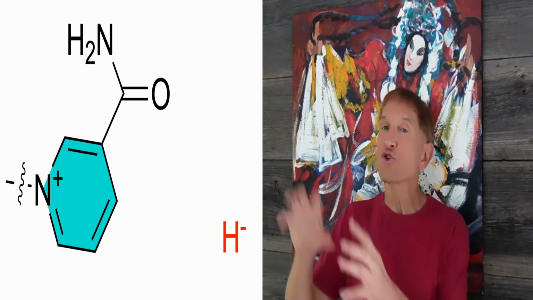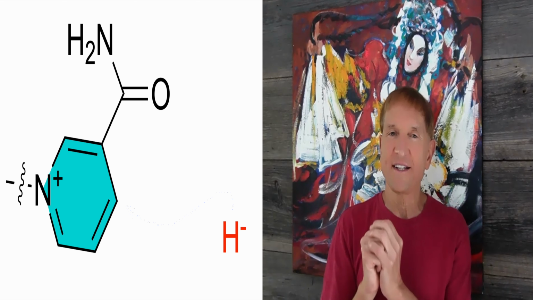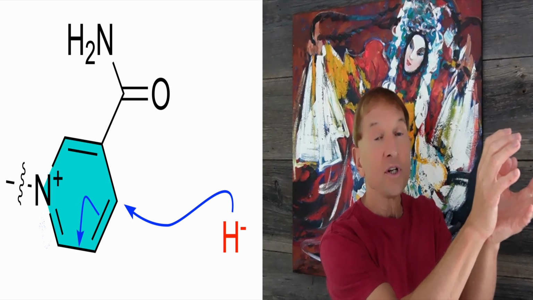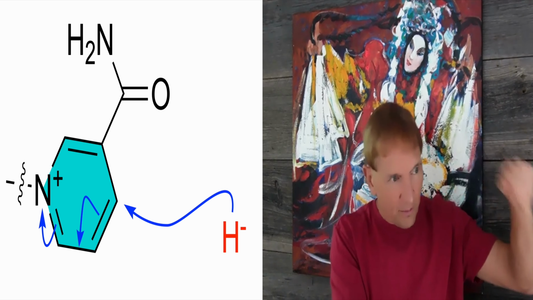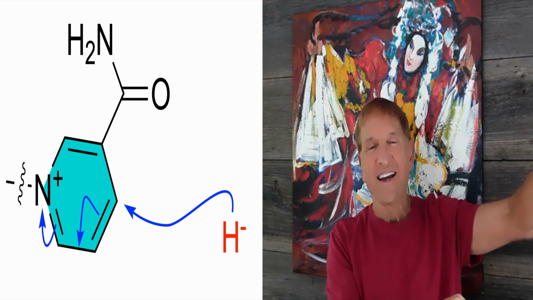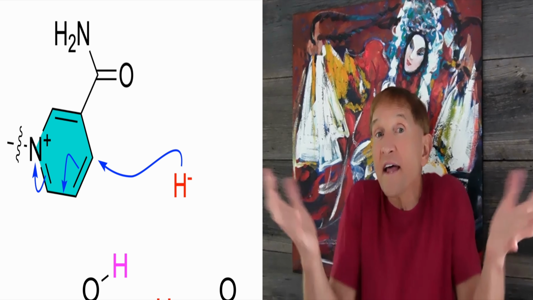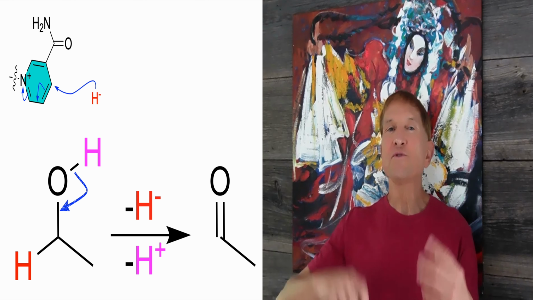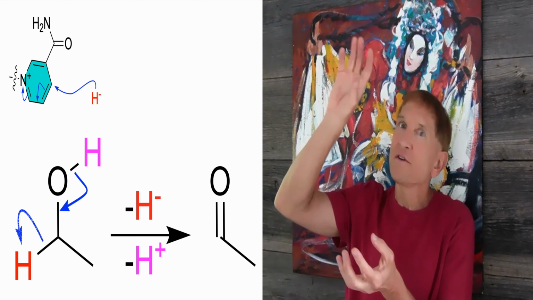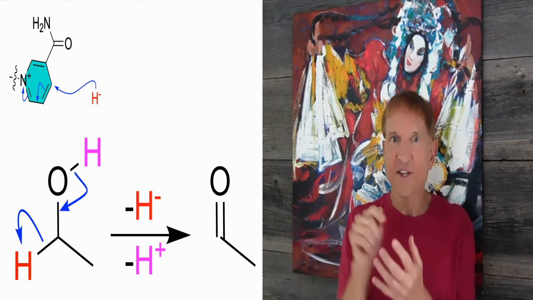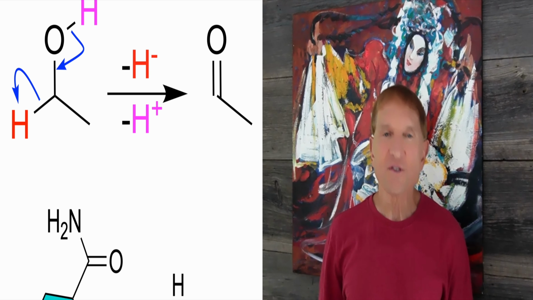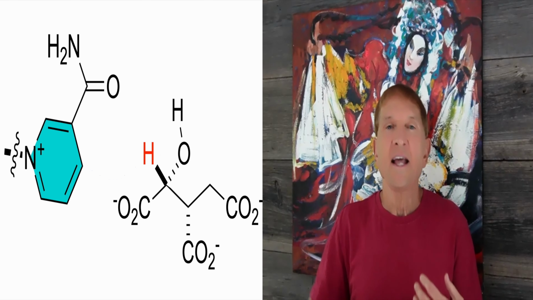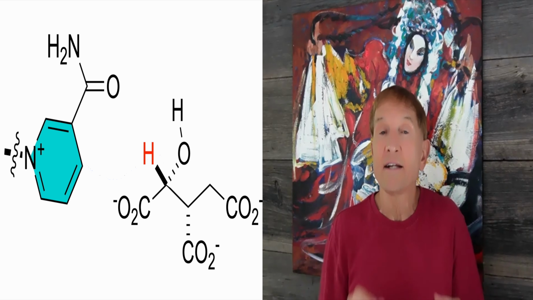NAD plus abstracts hydride, and when it abstracts hydride, the hydride is driven towards the para position of the positively charged ring. The electrons feed round, push, push onto the nitrogen and fill up the positive charge. Where's that hydride going to come from? It comes from the alpha carbon relative to an OH. It's the one next to the oxygen bearing a hydride. We're going to pluck that off. The oxidation of isocitrate into alpha-ketoglutarate in the Krebs cycle.